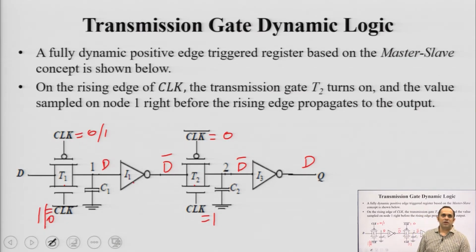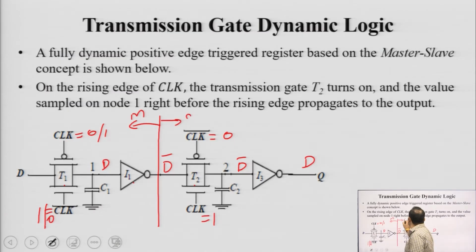So, this is also based on your master slave concept only. This is your master side on the left and the slave side on the right. So, when clock is 0, or when clock is basically falling from 1 to 0, the input D gets sampled across node 1 capacitor C1. On the opposite side of the clock, at the rising edge of the clock, T1 goes off and T2 turns on, and whatever was sampled initially in the previous cycle is now transferred to the output. So, see again that edge triggering is taking place here also, but this is taking place via transmission gate.